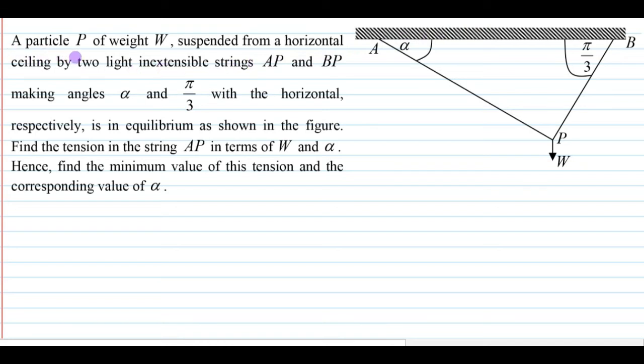A particle P of weight W is suspended from a horizontal ceiling by two light inextensible strings AP and BP, making angles alpha and π/3 with the horizontal respectively, and is in equilibrium as shown in the figure. Find the tension in the string AP in terms of W and alpha. Hence, find the minimum value of this tension and the corresponding value of alpha.